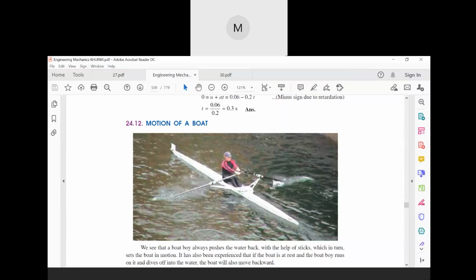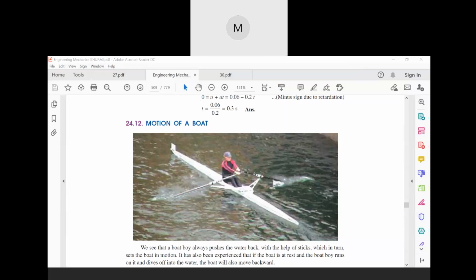So, there is another application of this, which we can say is motion of a boat. So what does motion of a boat actually mean? Suppose you are rowing the boat in one direction, and the water is moving in the opposite direction.